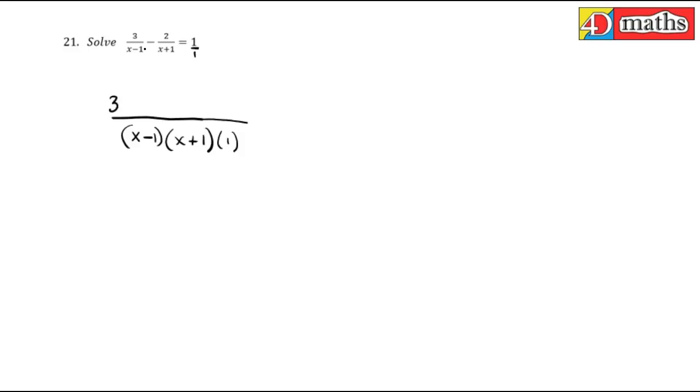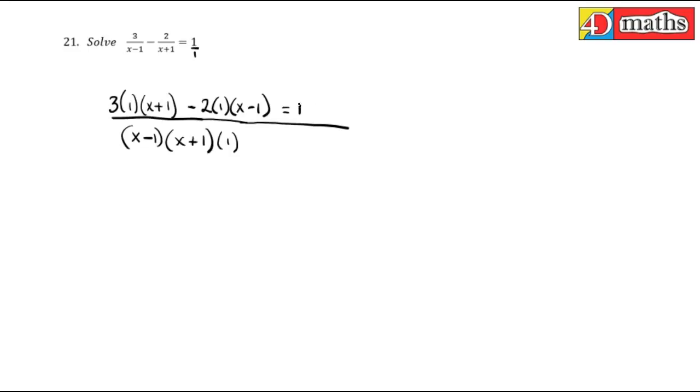So what's the 3 multiplied by? Well, if you look at what's underneath the 3, it is the x minus 1, so it'll be the other two. So it's multiplied by 1 and x plus 1. The 1 isn't going to have any impact on it, but I'll put it in anyway. Minus 2 times. Now, it's over x plus 1, so it's multiplied by everything else, so it's 1 and x minus 1.